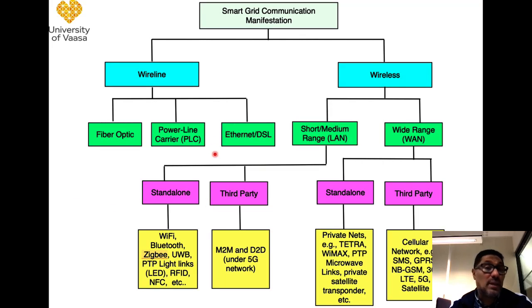Okay, this is very similar to the previous picture that we have seen about smart grid communication. We have wireless, we have wireline. In wireline we might have fiber optic, power line carrier, Ethernet, DSL. In wireless we might have wide range or short range. In the wide range we might have standalone systems like private networks, and we might have third party like cellular networks or satellite systems. In the short and medium range we can also have standalone like Wi-Fi, Bluetooth, Zigbee, or we might have third party like machine to machine, device to device under 5G networks.